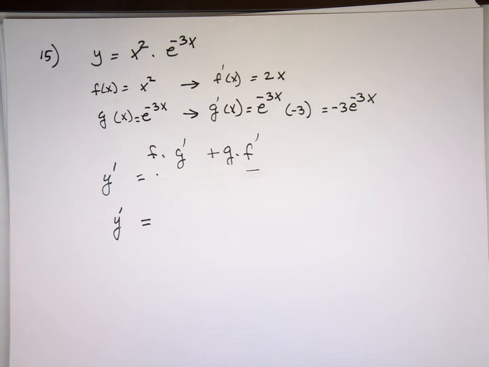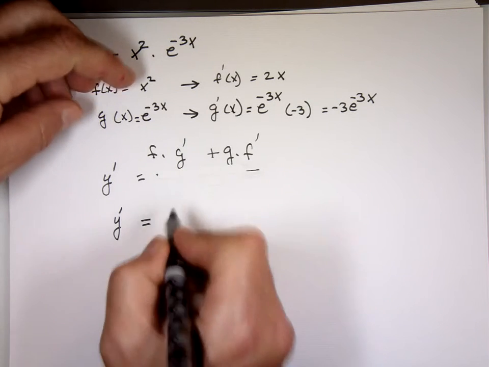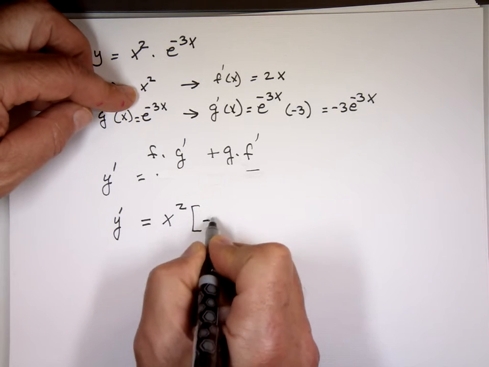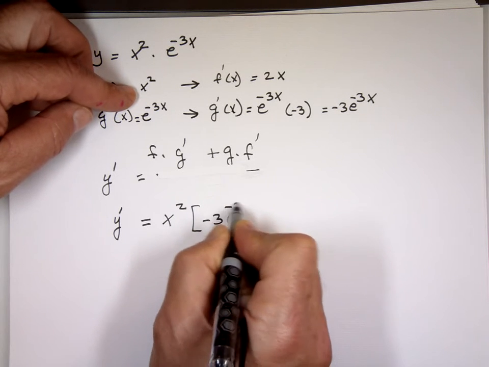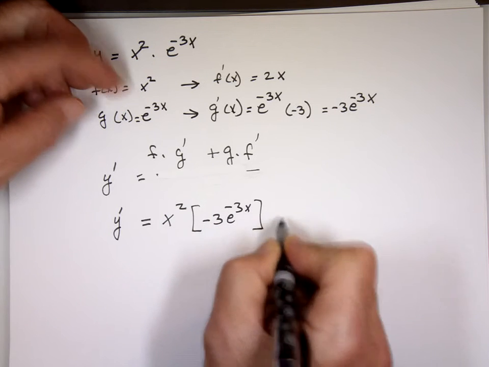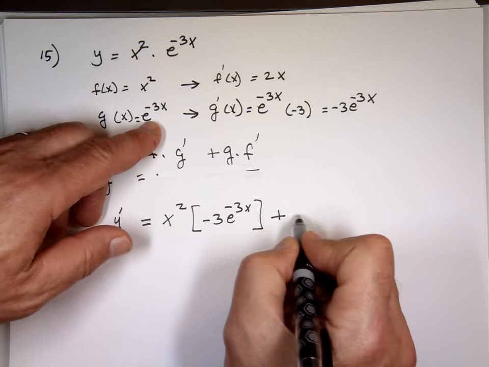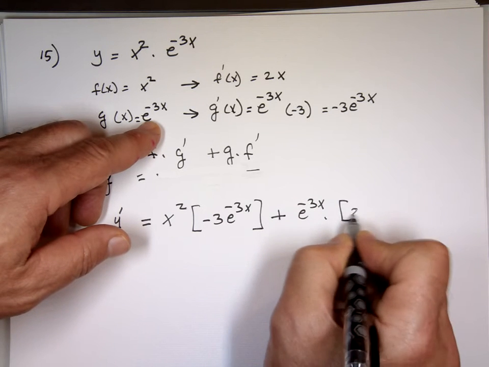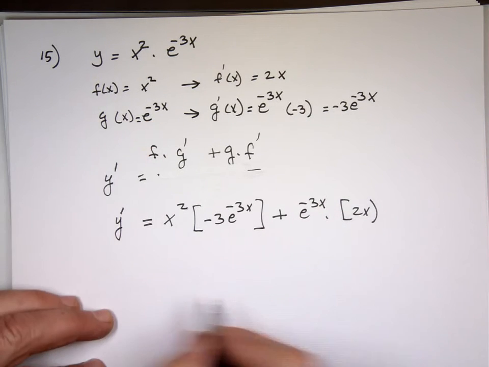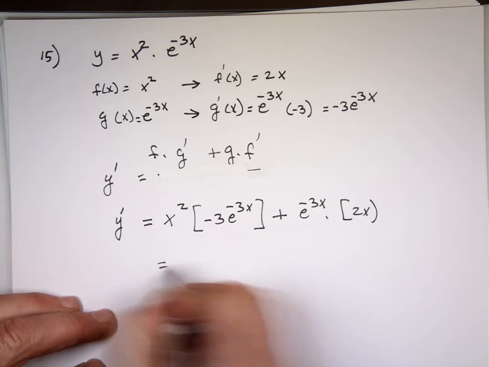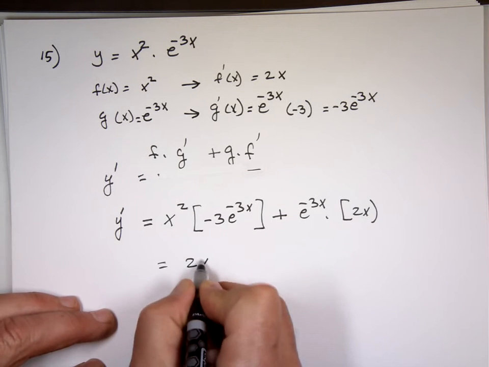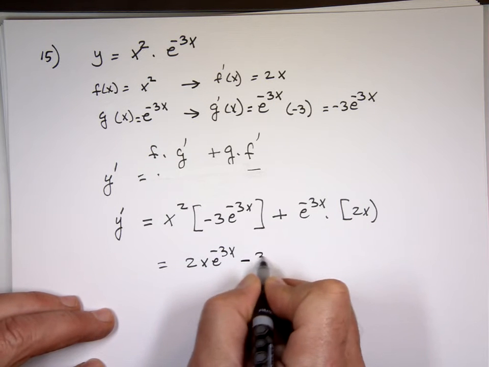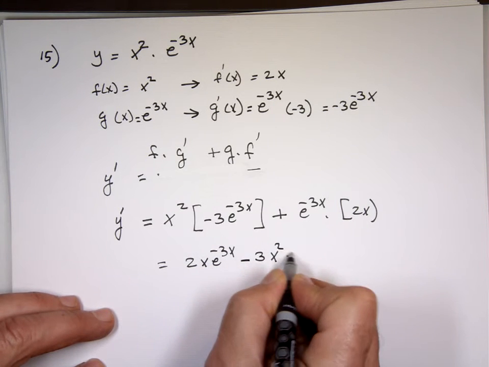Now. F, which is what? X squared. G sub prime, which is what? Negative 3 e to the negative 3x. Plus g, which is e to the negative 3x, times f prime, which is 2x. I'll put this one first. 2x e to the negative 3x minus 3x squared e to the negative 3x.